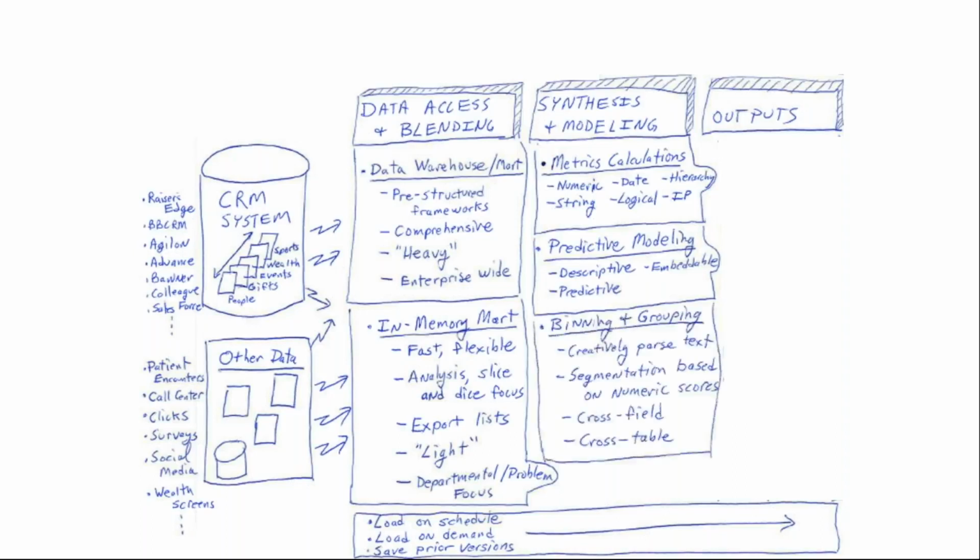So that's modeling. And then the third part of this synthesis area is binning and grouping. So creatively parse text. For example, you have events and their names. It's the president's dinner in 2019 for this, and then there's the Africa and development, whatever, and then there's the social justice cause. So at some point, you don't want to work with like 1,000 event names.